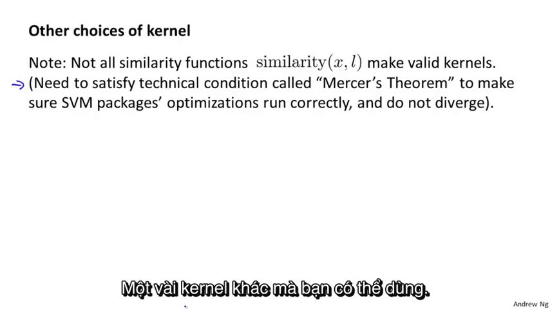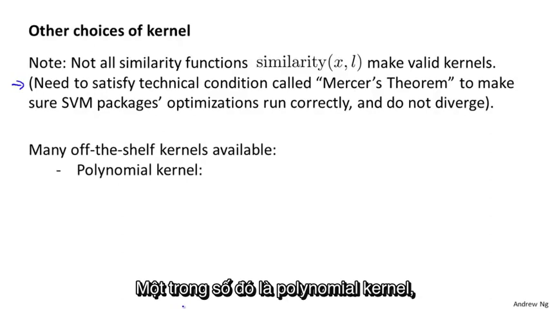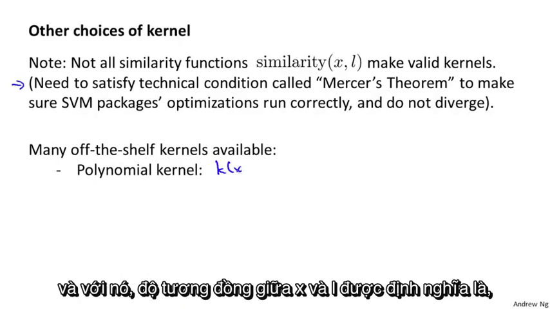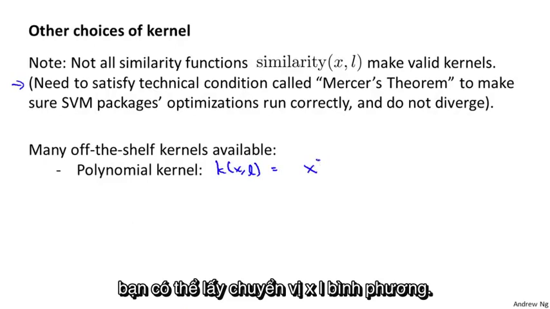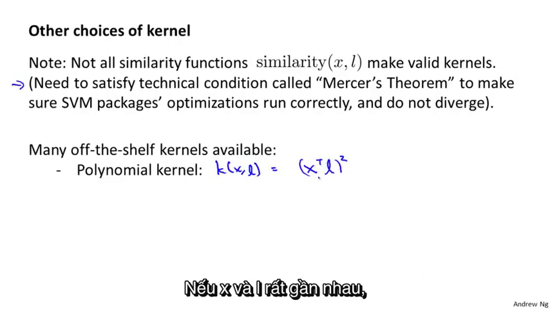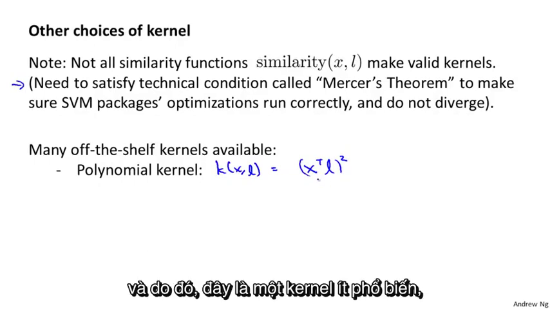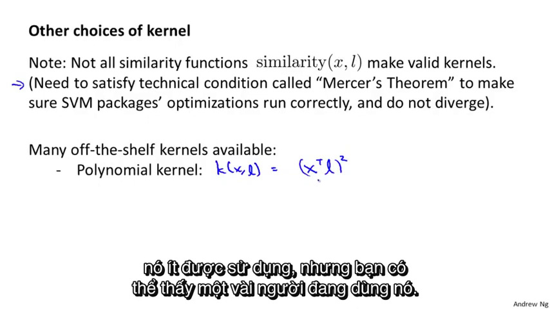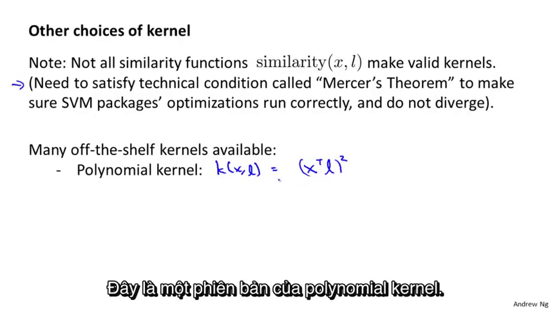Just to mention some of the other kernels that you may run across, one is the polynomial kernel, and for that, the similarity between x and l is defined as, there are a lot of options, I guess. You can take x transpose l squared. So here's one measure of how similar x and l are, right? If x and l are very close to each other, then the inner product will tend to be large, and so this is a slightly unusual kernel that's not used that often, but it works. But you may run across it. So there are some people using it. This is one version of the polynomial kernel.